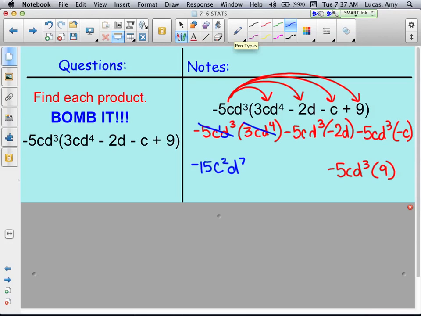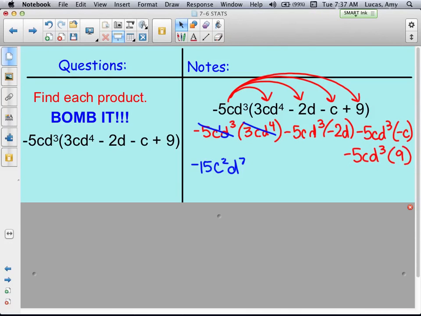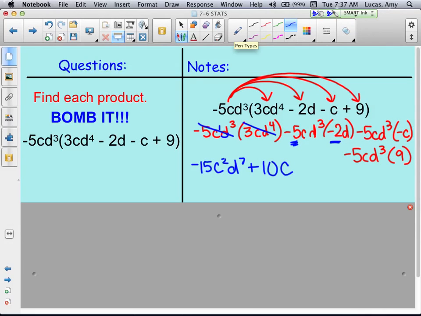My next one, if I multiply negative 5 and negative 2, I get positive 10. And then there's just one c here. And then I will have 4 d's, so d to the 4th. So now I'm done with that product. So move down to the next one. Negative 5 times a negative 1 would be positive 5. I have 2 c's, so c to the 2nd, and then d to the 3rd. So I'm done with that one. And last, negative 45.